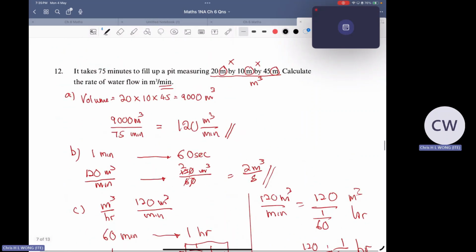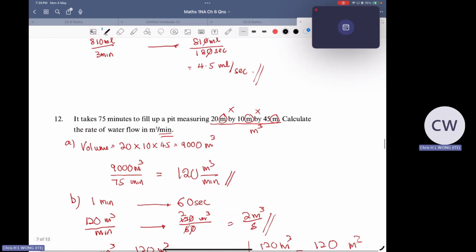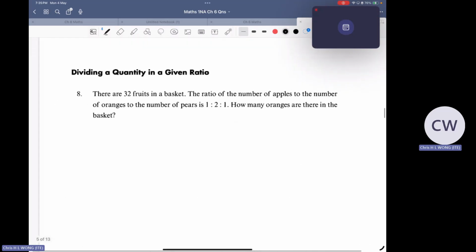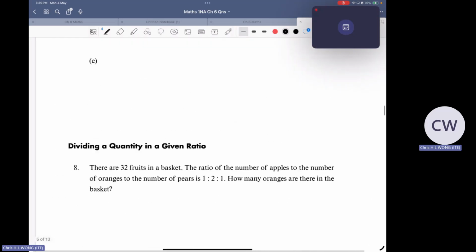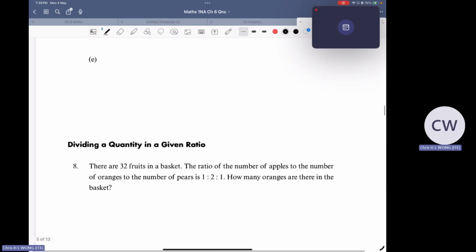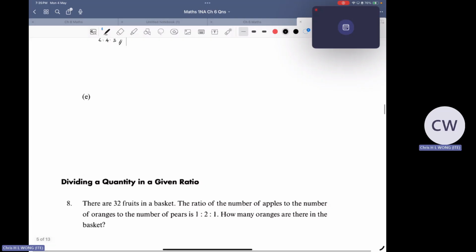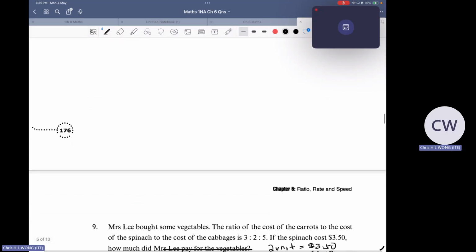Oh, okay. This one? Which one? This one? What's the answer, somebody? Is it 16? No. Now the question is how many oranges are there? Not the ratio. How much? Is it 16? Check. Okay. Oh, done already, I see.